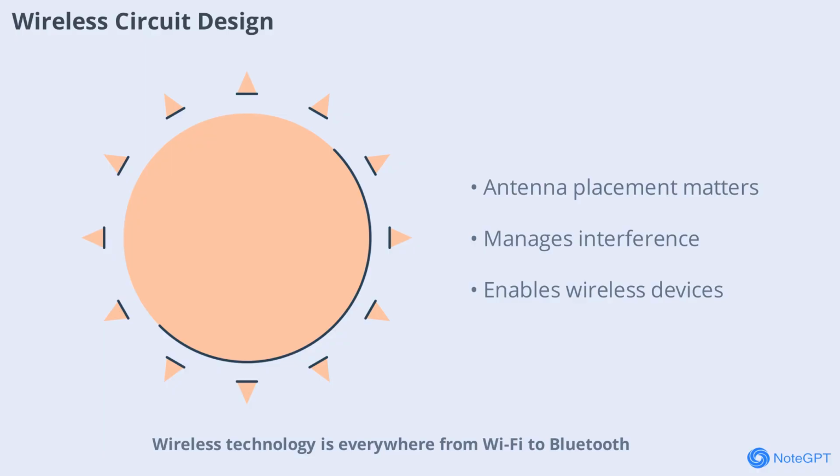Wireless technology is everywhere, from Wi-Fi to Bluetooth. Designing wireless circuits involves special considerations like antenna placement, signal strength, and interference. These circuits enable communication without physical connections, opening up new possibilities for devices and applications.